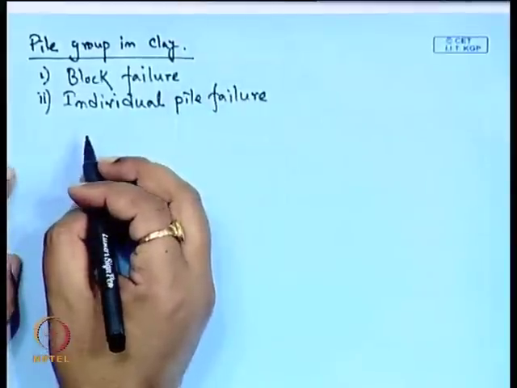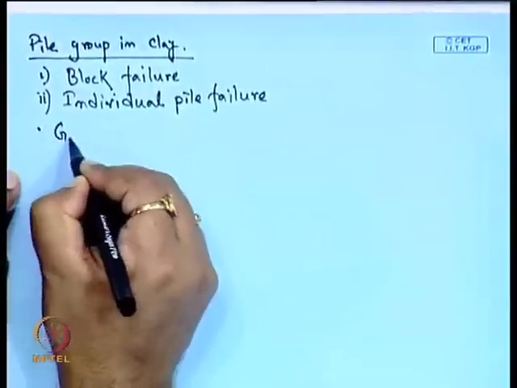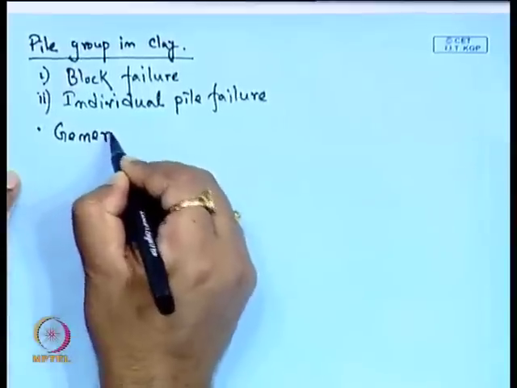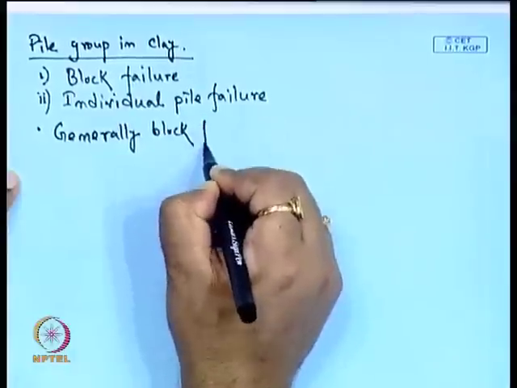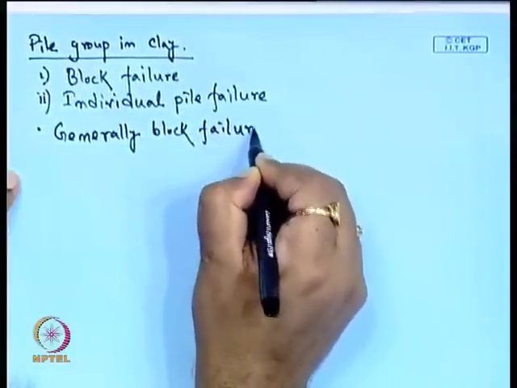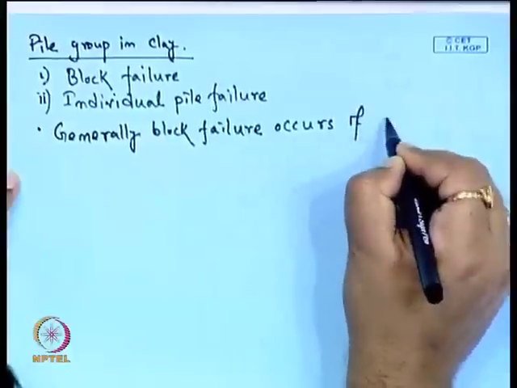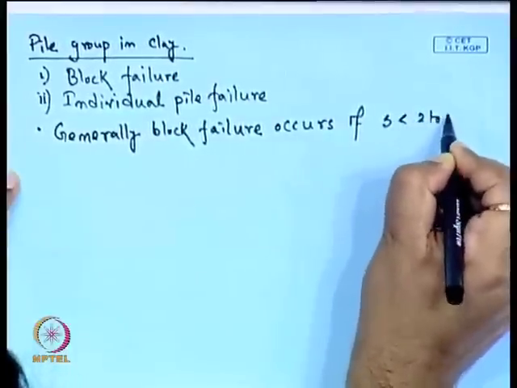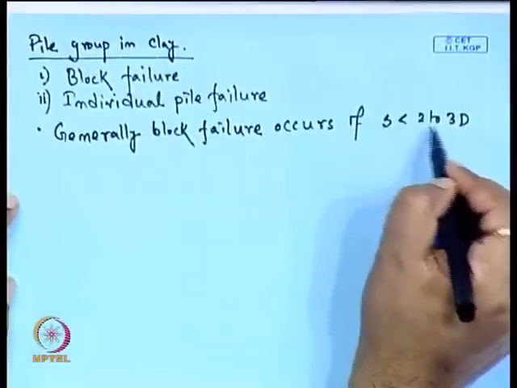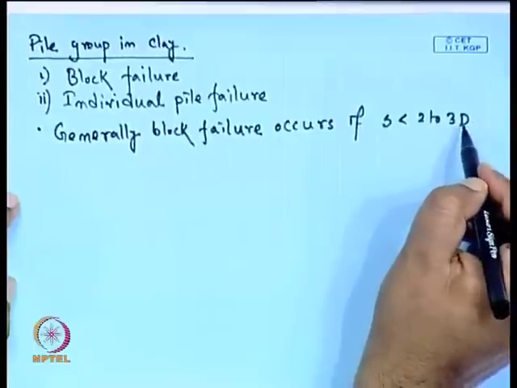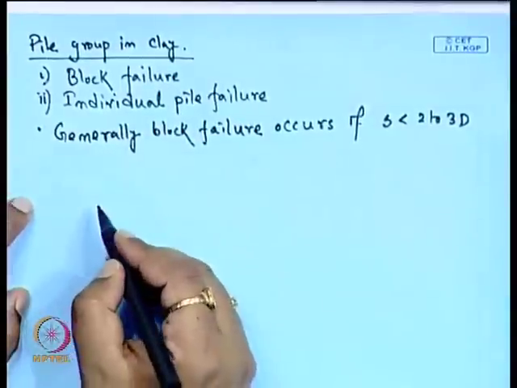But now for another thing, that is the condition for the clay: generally, block failure will occur if the spacing is less than 2 to 3 d, where d is the diameter of the pile, and if the spacing is larger, the individual pile failure will occur.